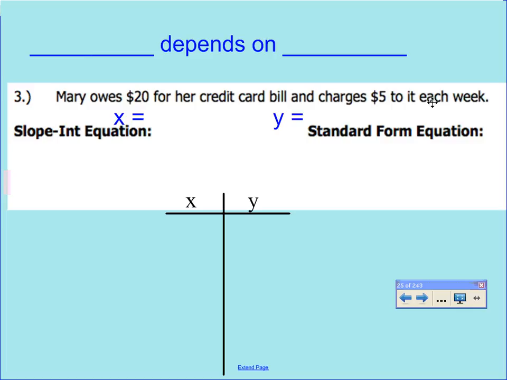What is X and what is Y? I want you guys to tell me without me giving you a hint. Amanda, what do you think X is?